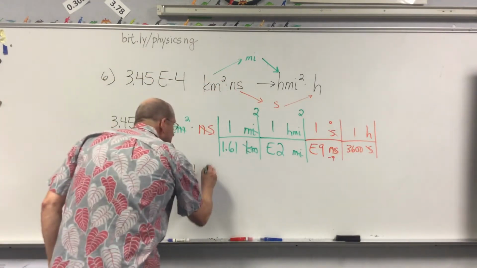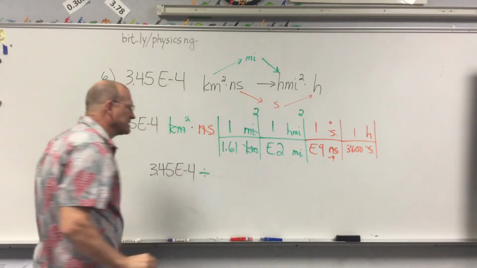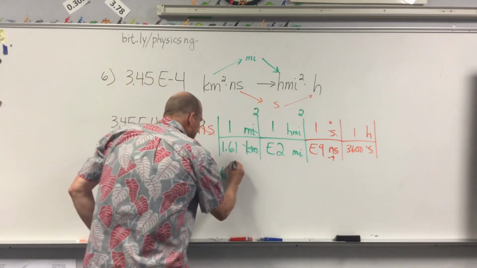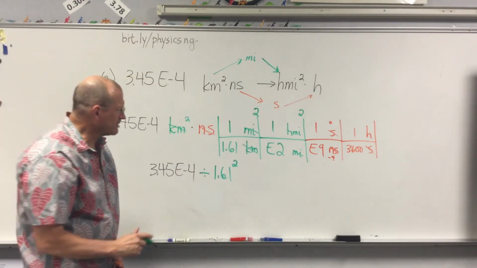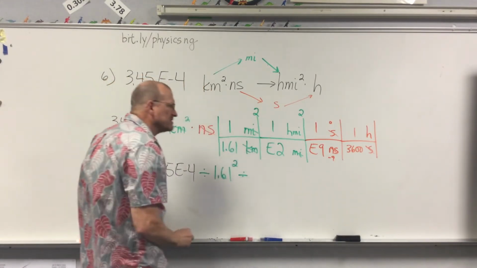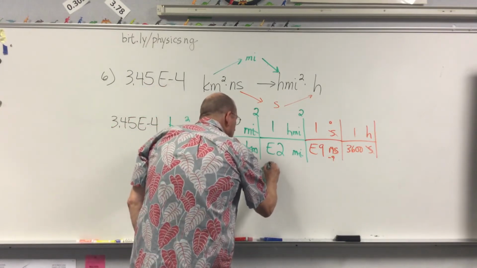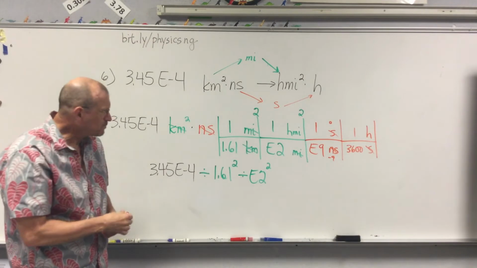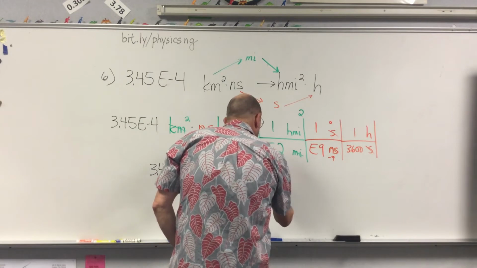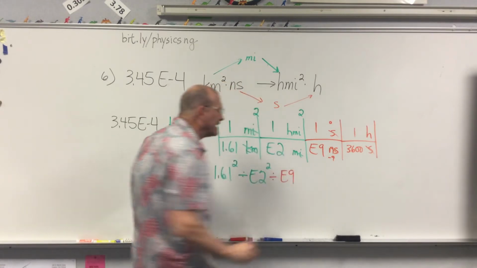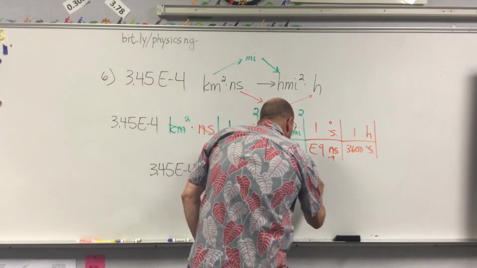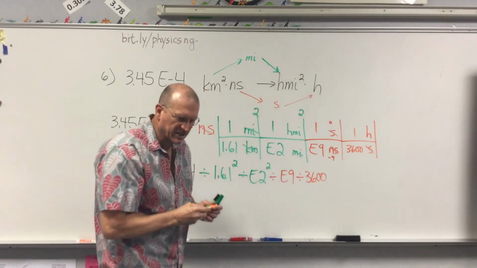So when I process this, I see 1 over 1.61, which for me means divide by the 1.61, and because it has the exponent of a 2, that's going to be squared. When I go over to the next one, I have 1 over E2, so that again means divide, and I divide by E2, and that is also squared. When I go over from there, I have another 1 over, so I divide by E9, but no exponent this time because it's to the first power, and that last one I divide by 3,600.